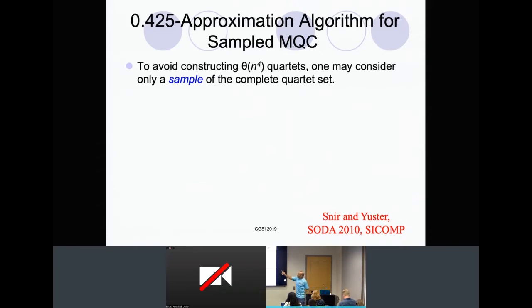We don't want to construct all the theta n to the four quartets. We want to sample a few of them. And sampling is now everywhere in biology. Just everywhere. You sample reads, you break everything. When you have a random environment, you sample, okay? So you sample quartets. Imagine you have 100 taxa. You cannot generate all the 100 to the 4 quartets. So you sample them and you give them to our algorithm. And that defines the sample MQC problem. It's a subproblem. It's not any instance. It's a sample instance, a uniform sample.